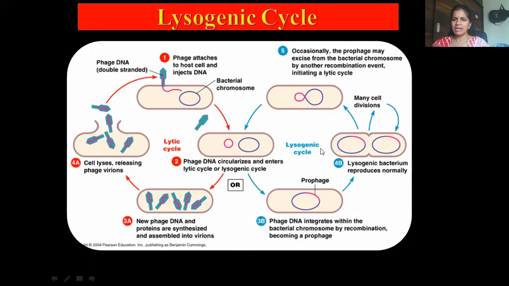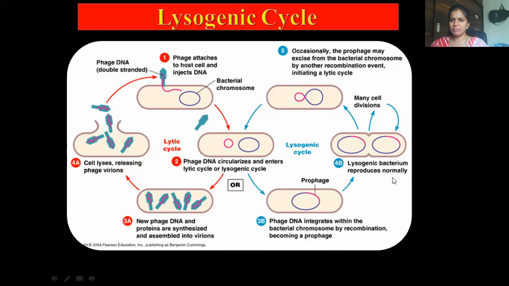And here you can see the lysogenic cycle. In this lysogenic cycle, what happens? You can see the viruses which do not lyse the cell. Occasionally, the prophage may excise from the bacterial chromosome by another recombinant event, initiating a lytic cycle. Here you can see both the lytic and lysogenic cycle. And here, phage DNA integrates within the bacterial chromosome by recombination, becoming a prophage.